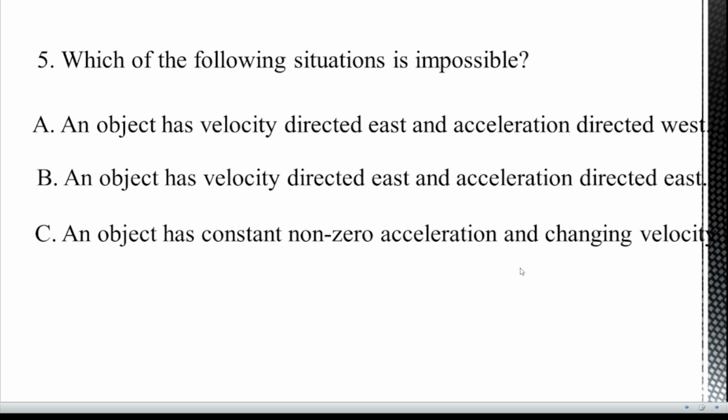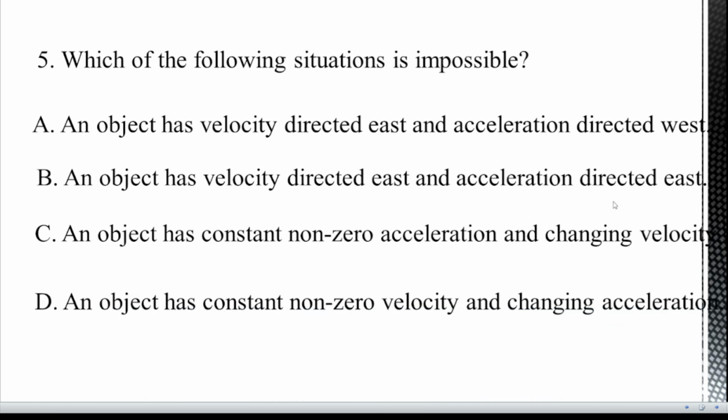What does this mean? Acceleration is constant, 3 meters per square second. This means there is a variation, or an increment, of velocity of 3 meters per second. And then C is correct.